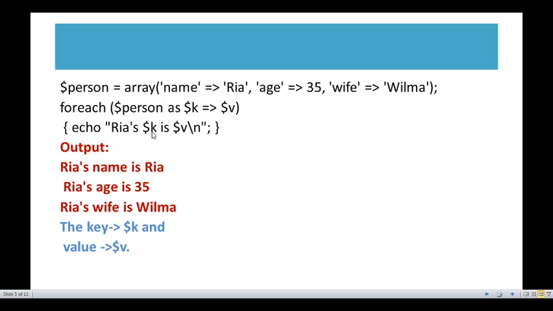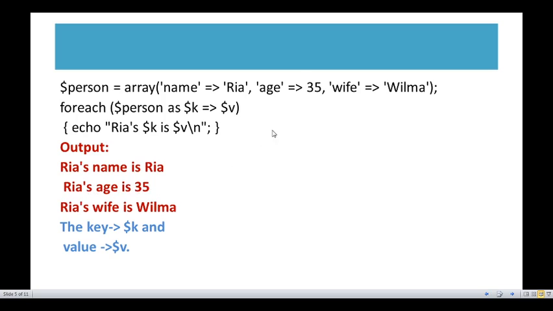Riya's $k. What is Riya's $k? Riya's key is name, so Riya's name is $v. Okay, so Riya's name is Riya, or you can write here the person name is Riya. Then second, Riya's age is 35.